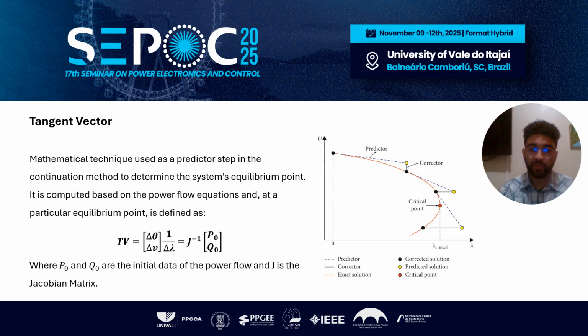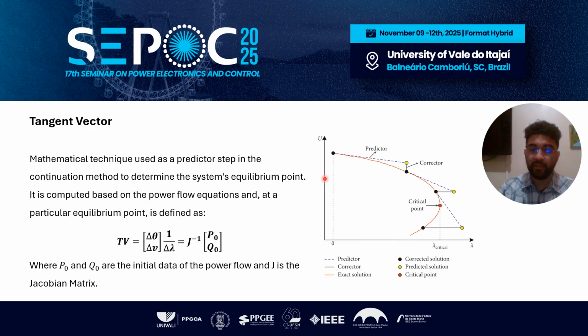The first of the VSIs that we're going to be working with is the tangent vector. It's a mathematical technique used as a predictor step in the continuation method to determine the system equilibrium point. The power flow equations are computed, and at some particular equilibrium point it is defined as the following equation that we have over here, where the initial power flow data are used, the active and reactive power flow data, and the Jacobian matrix as well.